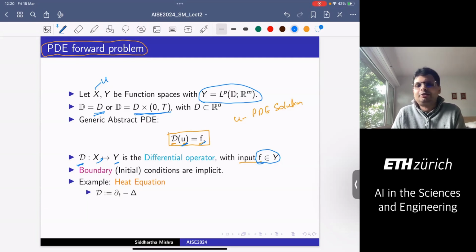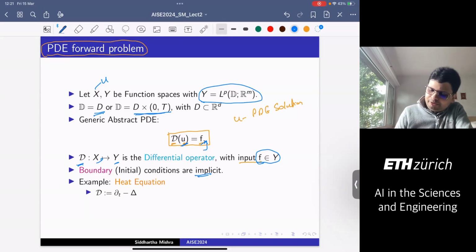For time-dependent PDEs we need an initial condition, and for all PDEs we need boundary conditions. Just to keep notation simple and straightforward, these conditions are implicit, in the sense that they are already included in the input f. So when you have the input f, the initial conditions and the boundary conditions are included.